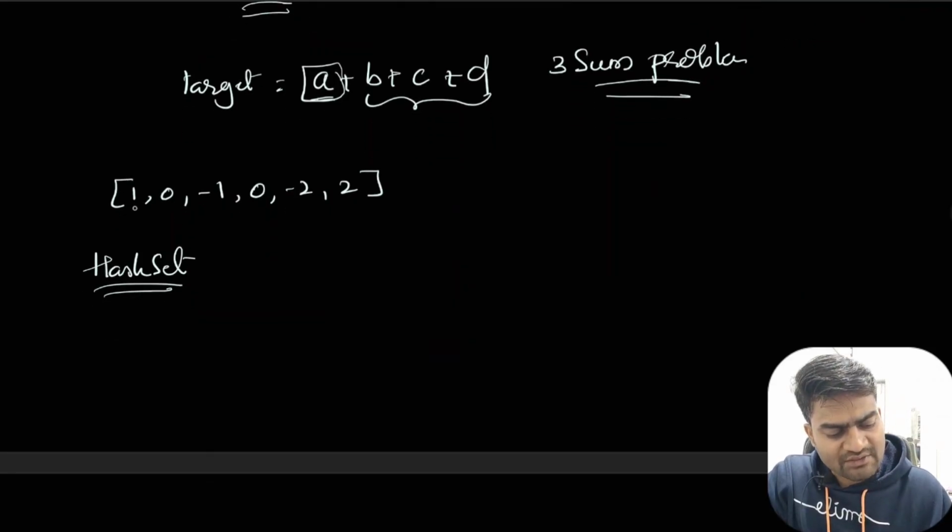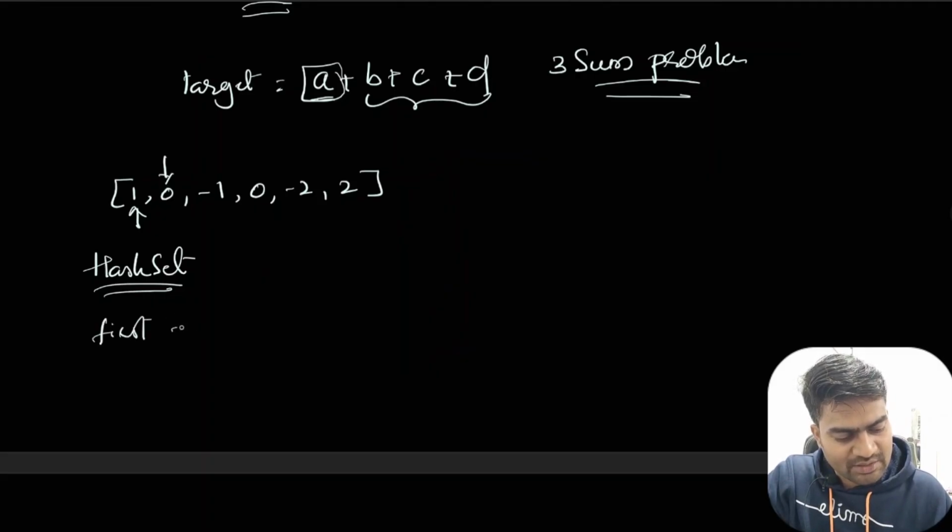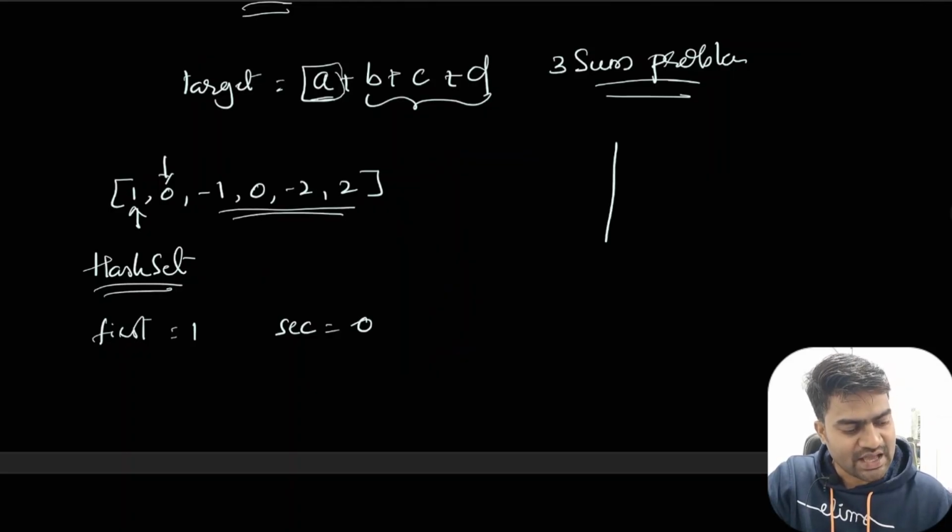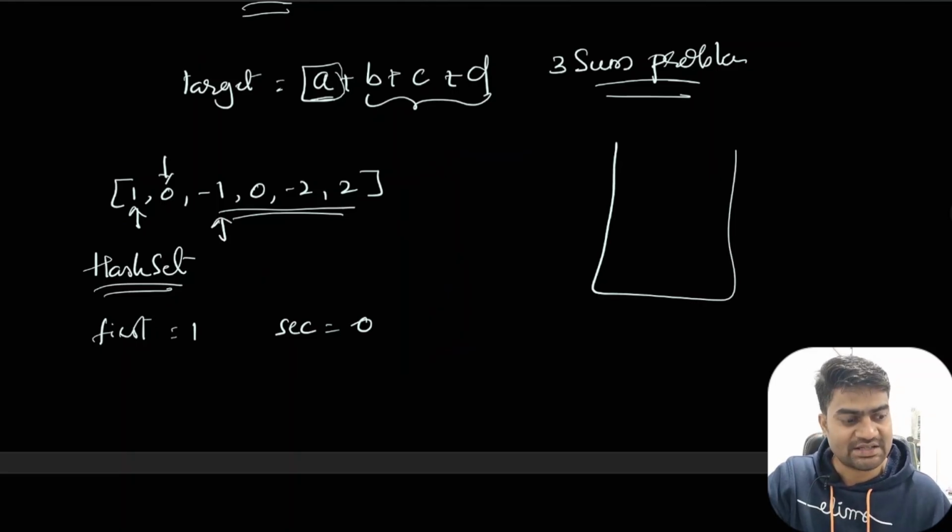So now I will fix my first number here and this is my second number. So first number will be 1 and second number will be 0. Now what I will do, in the remaining numbers, I will use a hash set. Okay, I will start from -1.